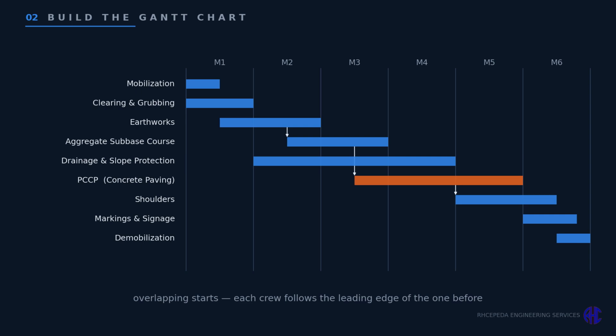Notice how the bars overlap. Each activity starts as soon as enough of the previous work is ready, keeping every crew productive. This chart of bars against the calendar is the Gantt chart.